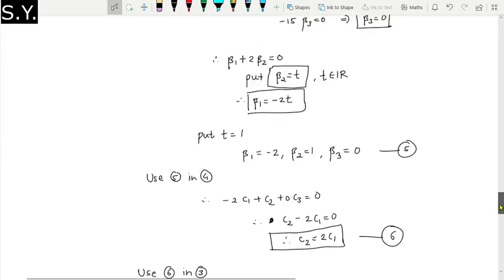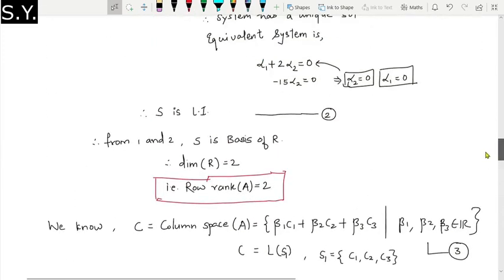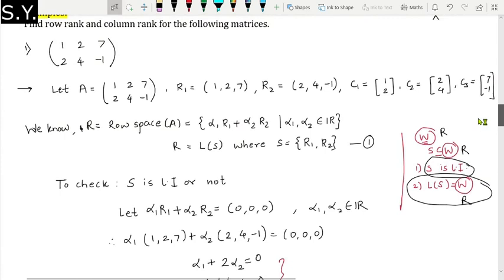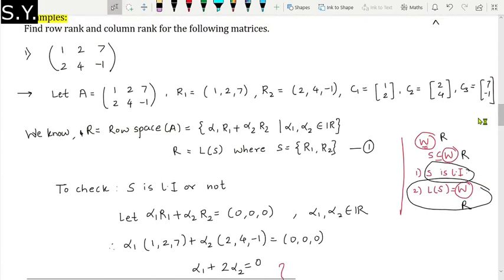So next class मध्ये आपण आणखी एक एक्झाम्पल घेऊया, म्हणजे तुम्हाला व्यवस्थित समजेल की हाऊ टू फाइंड रो रँक अँड column rank, and then thereafter we will move towards next topic. So we will stop here.